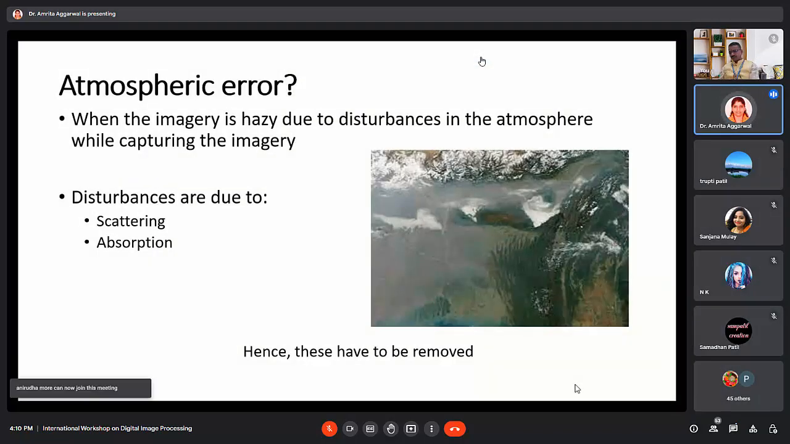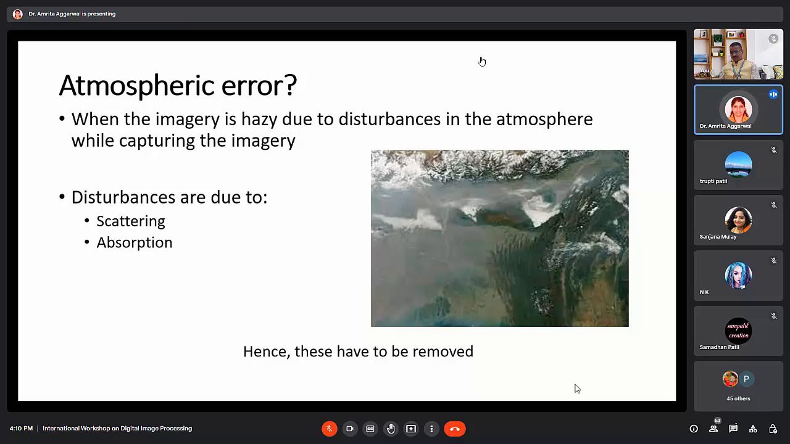All this results in what? Atmospheric error, that is problems in the imagery due to problems with the processes of the atmosphere. Now they hamper the clarity, they hamper the visibility of the imagery, due to which you cannot identify the objects in the imagery and you cannot interpret them.